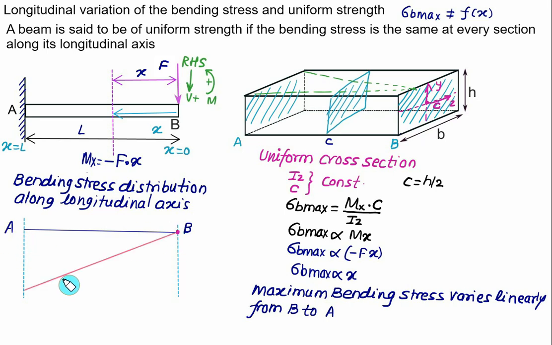So this is representing the bending stress distribution, with its maximum value at point A. This maximum is simply sigma B max, which is nothing but Mx, replaced as minus F into x, multiplied by the constant c divided by Iz. To find the bending stress at point A, we have to put x equal to L, and we can find the maximum bending moment at the fixed end.